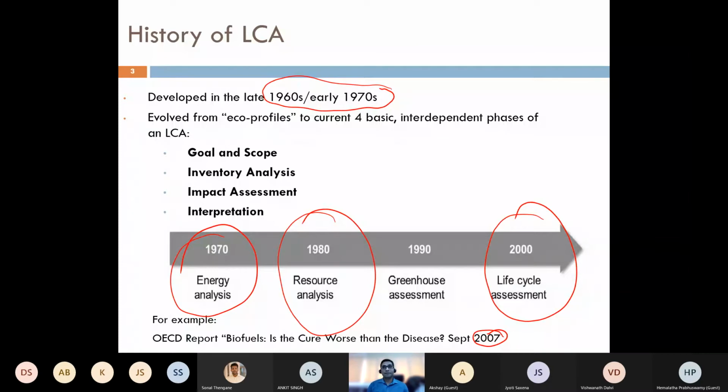Now, this water use was a critical factor. And see, in a country like India, which has limited water resources, if we are using a lot of water in the growth of biofuels, it could cause major environmental impacts.